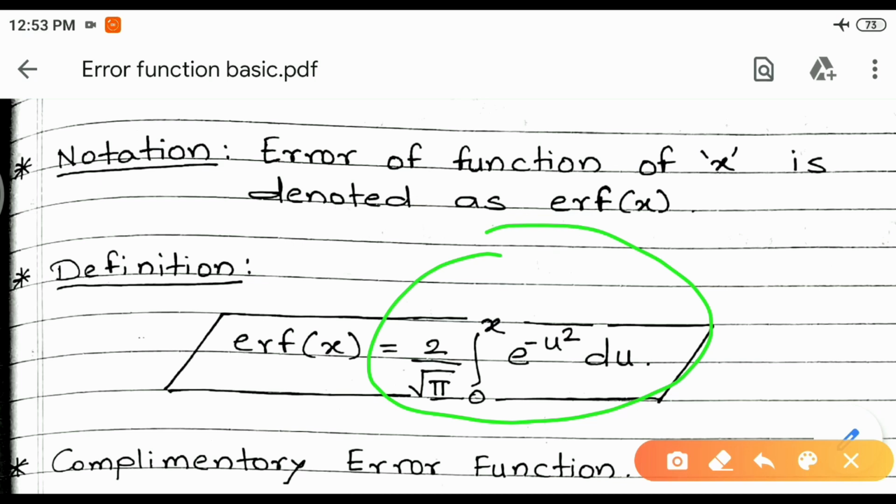Remember, whenever we are finding the error function of x, your limit will be 0 to x. Suppose we are finding the error function of y, then your limit will be 0 to y. So please note that. The definition of the error function, again I'll repeat, will be 2 upon root pi, which will always be there, and integration from 0 to x e to the power minus u square du. Since it is a definite integration, whether you have u over here or t over there doesn't matter. You can have any variable over there.